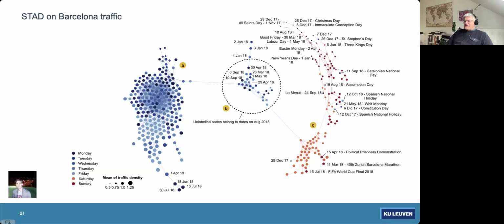As an example, Daniel was from Barcelona, and he ran this method on a traffic data set from Barcelona. So each node is a day, for a bit more than 1 year. Each node is a day, and the bigger the node, the higher the traffic density. The color of the node has to do with the day of the week. And the connectivity, well, it's if they are similar to each other. And we see the weekdays here. The Fridays are a bit different than all the other days. I'll get back to that. Then we have the weekends, so the Saturdays and then the Sundays.